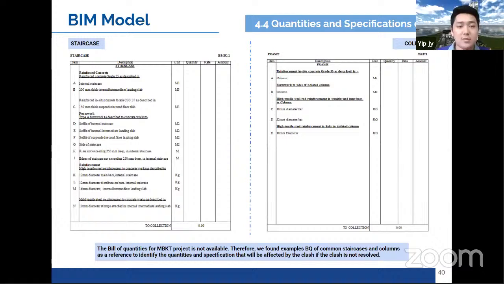In this case, the BQ for the MBKT project is not provided. So we identify the quantities and specification that will be affected by the clash by referring to the BQ for the common staircase and column. Like what I showed in the previous slide, the quantities involved in the staircase and columns will be concrete, formwork, and reinforcement bar. In general, the quantities for the column are not affected, but most quantities for the staircase decrease after the clash detection and eventually lower the overall estimated cost for the project. So to sum up, clash detection is important to ensure the accuracy of quantities of building elements and the precision of the overall cost of the project.